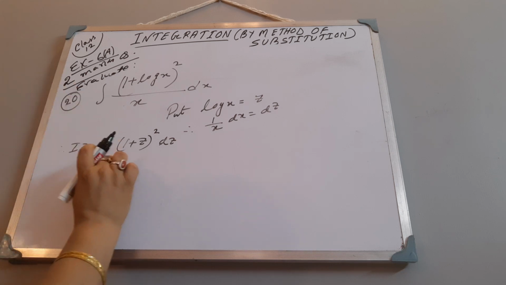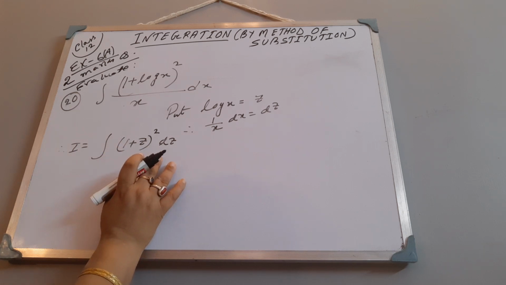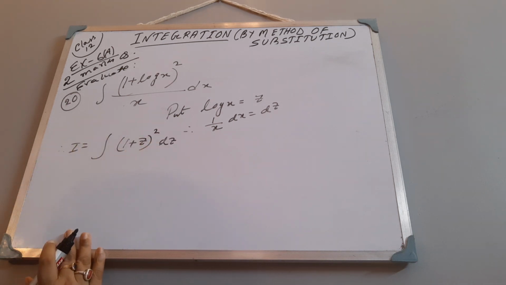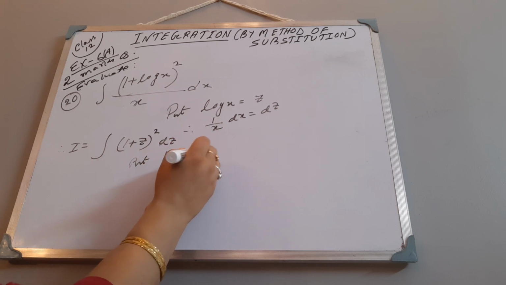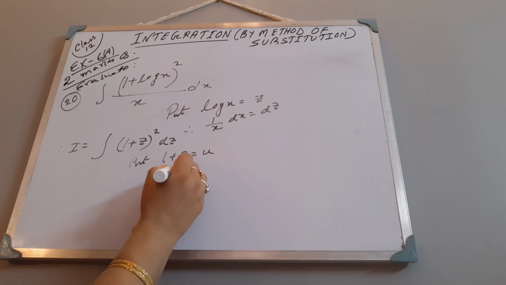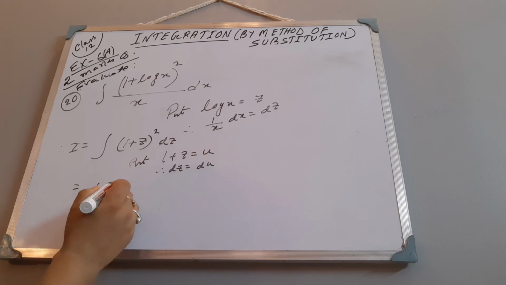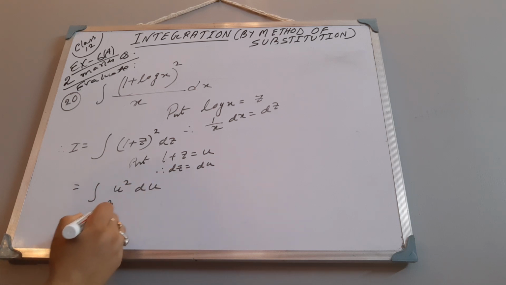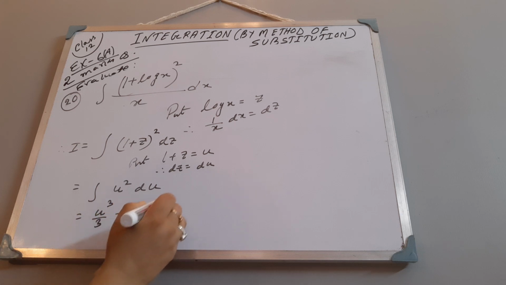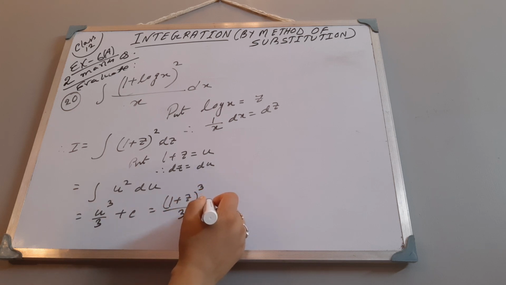If you want, you can expand this (1 plus z) whole square as 1 square plus 2z plus z square, and then separate all the integrals, or you can do it in this way also. 1 plus z is equal to u, therefore dz is equal to du. Now this is coming u square du, which is u cube by 3 plus c. Since we have taken u as 1 plus z, it's coming (1 plus z) whole cube by 3 plus c.